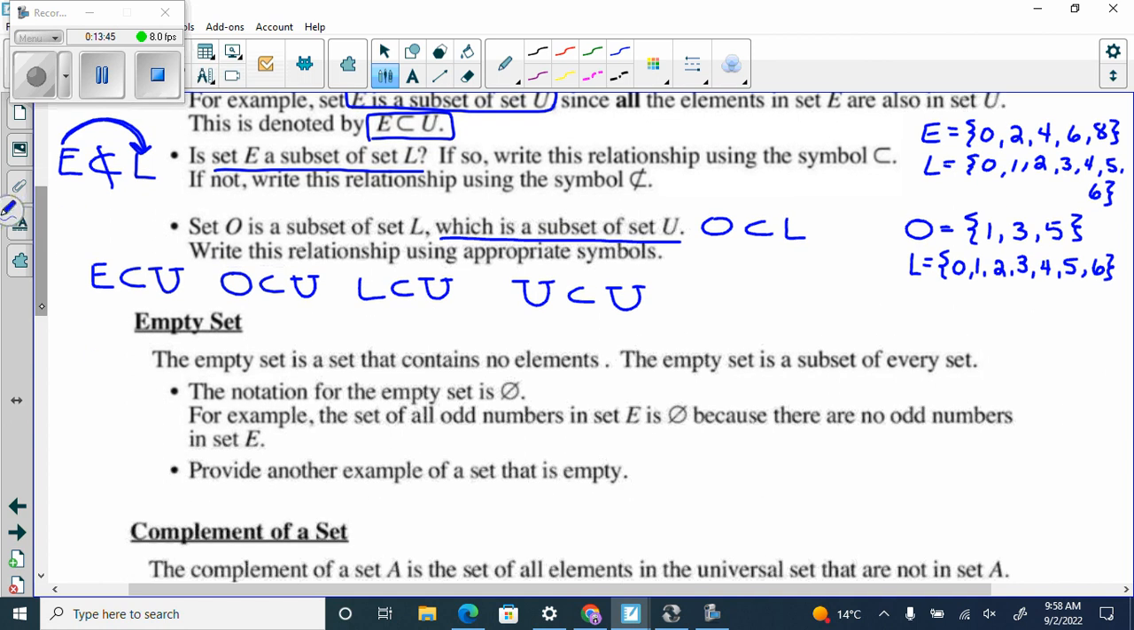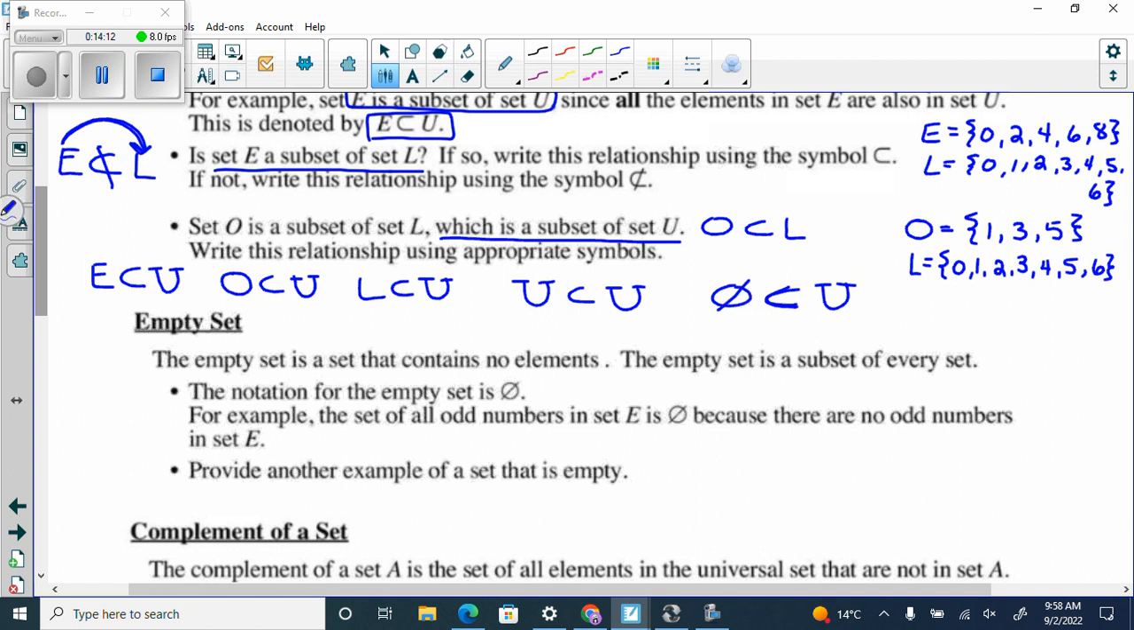On our formula sheet, we also have the empty set. It's a 0 with a slash. It's right here, below the complement. The empty set is a set that contains no elements. The empty set is a subset of every set. So up here, I could also say the empty set is a subset of the universal set.